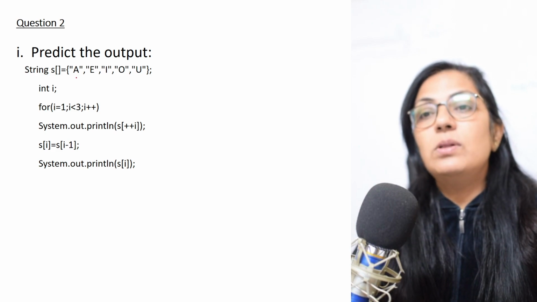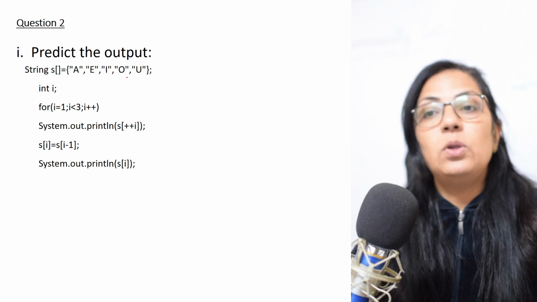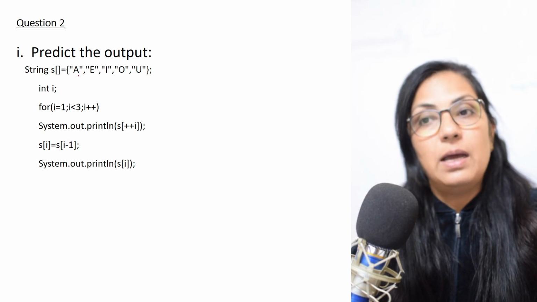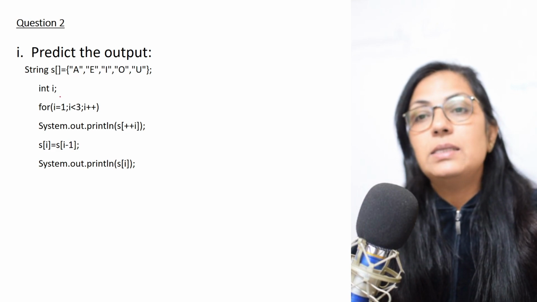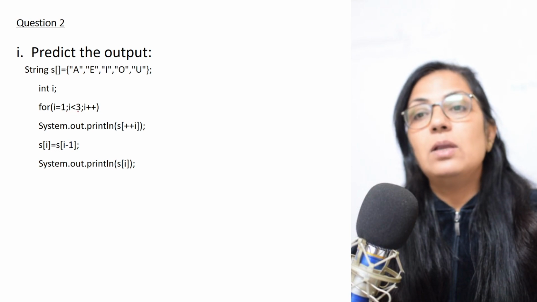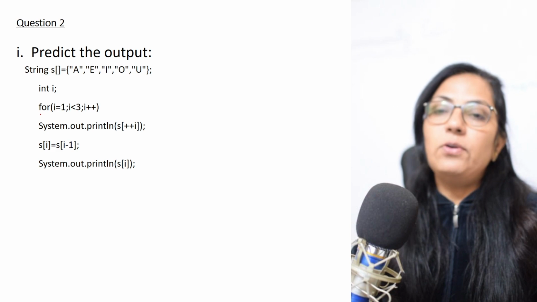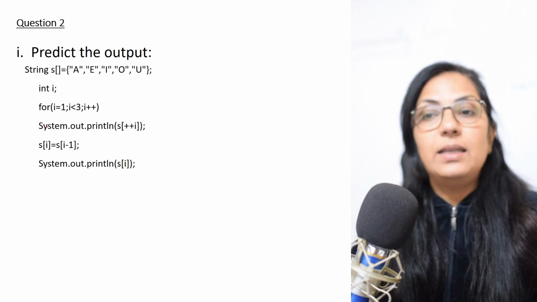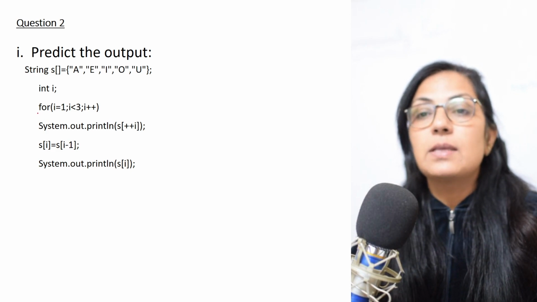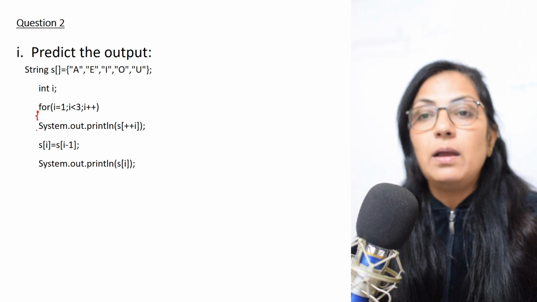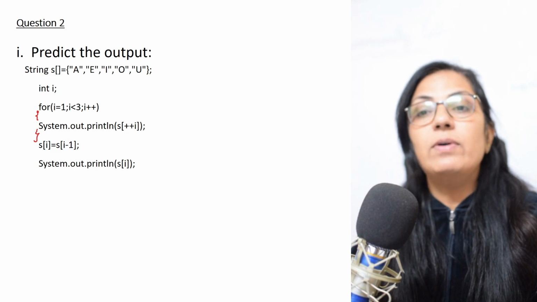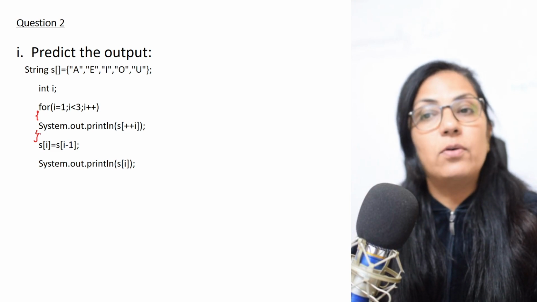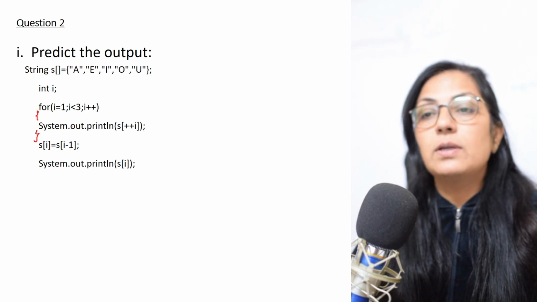String s equals to a, e, i, o, u. Each is written within double quotes, right? int i, for int i equals to 1, i less than 3, i plus plus. Now children, if you notice here, after this for, 3 statements are written and there is no pair of curly braces. So if there is none, what will you assume? That only one statement is there in the body of the loop. Now we execute this.